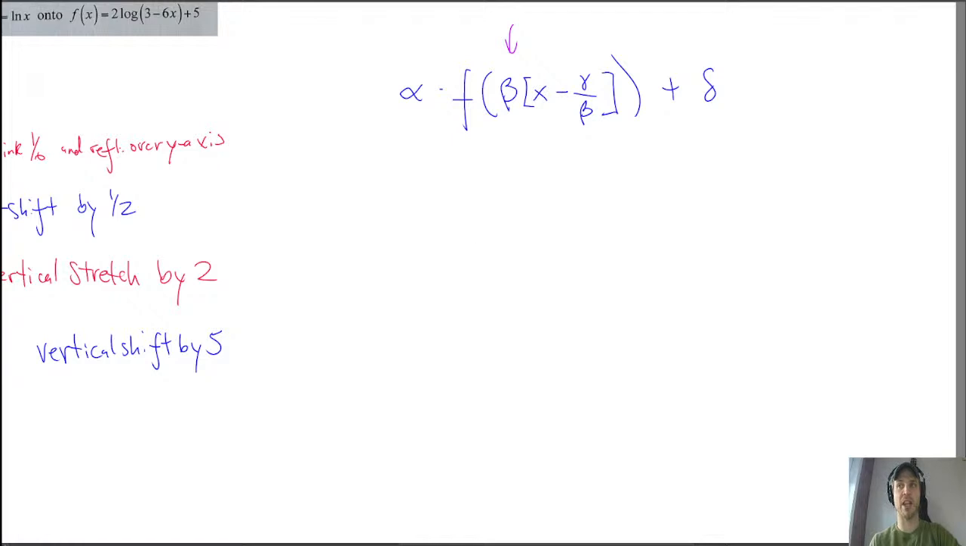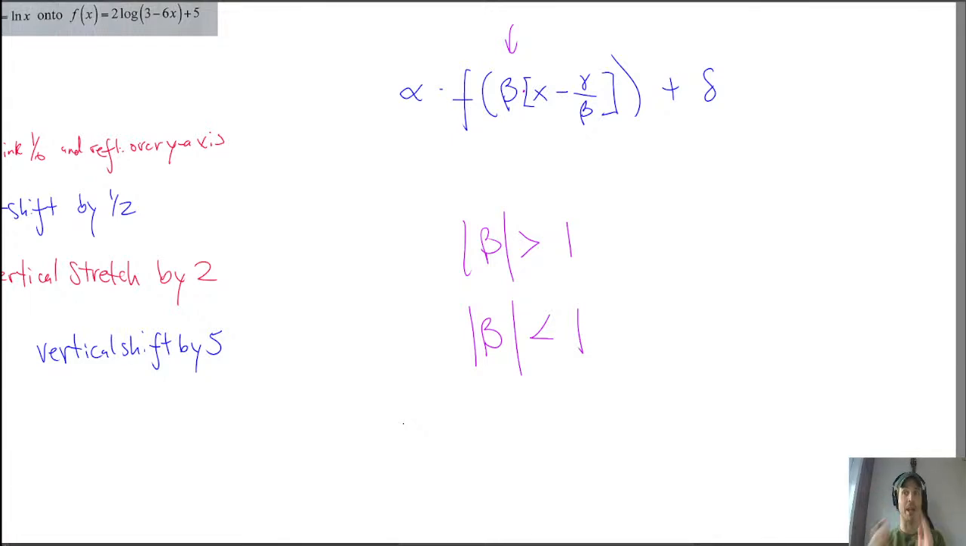So let's talk about this beta coefficient here. If beta is greater than 1, and I'm multiplying this by x, this actually will shrink horizontally. So multiplying by a number bigger than 1 shrinks. Let's say the absolute value of beta is greater than 1. We'll get to that in a second. If the absolute value of beta is less than 1 and greater than 0, well, let's just say it can't be negative, so we'll just say less than 1. This is like multiplying by a fraction.